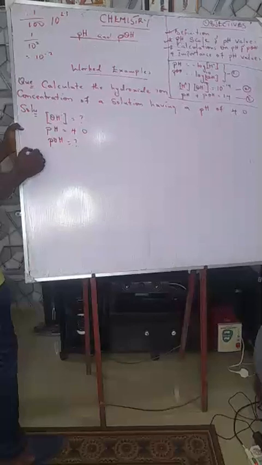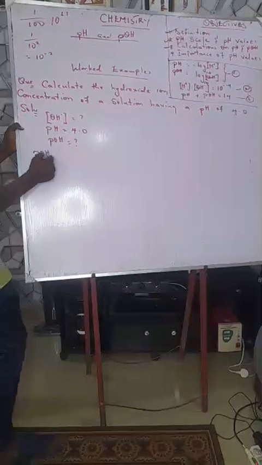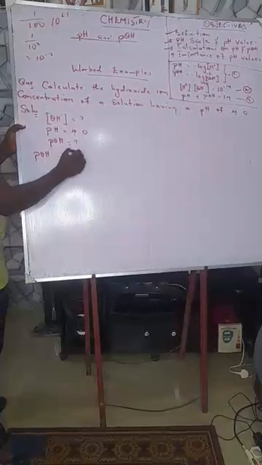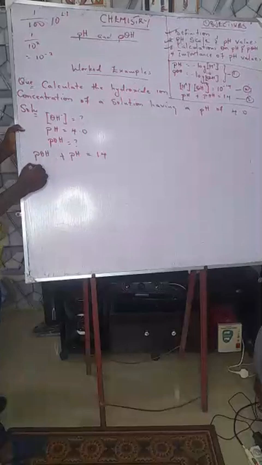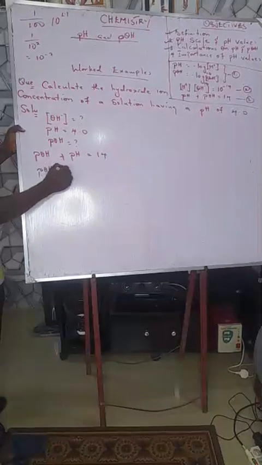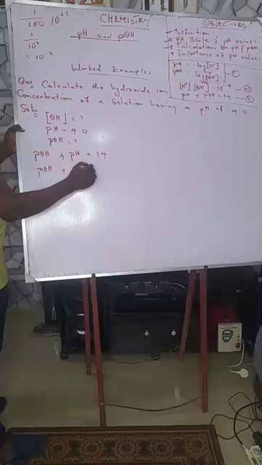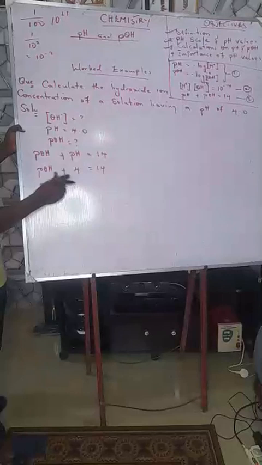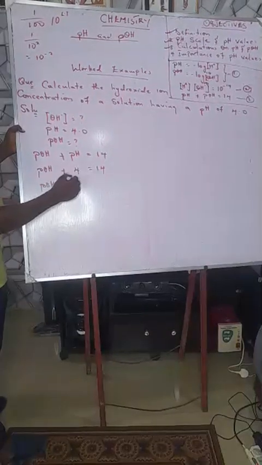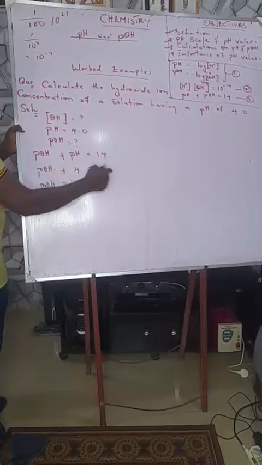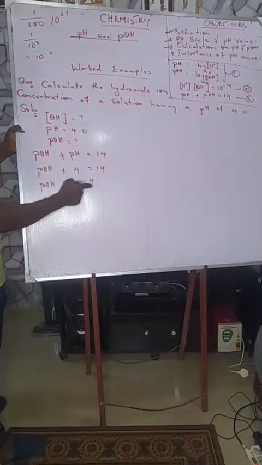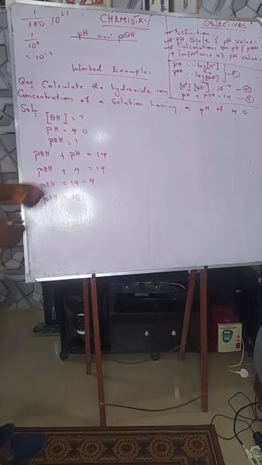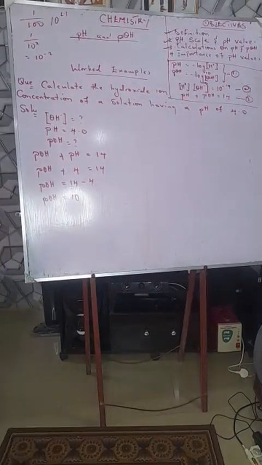And how do you get your pOH? If you remember the formula I gave you, pOH plus pH equals 14. So pOH plus your pH, which is 4, equals 14. When you collect like terms, pOH equals 14 minus 4, which gives you 10. So our pOH is 10.